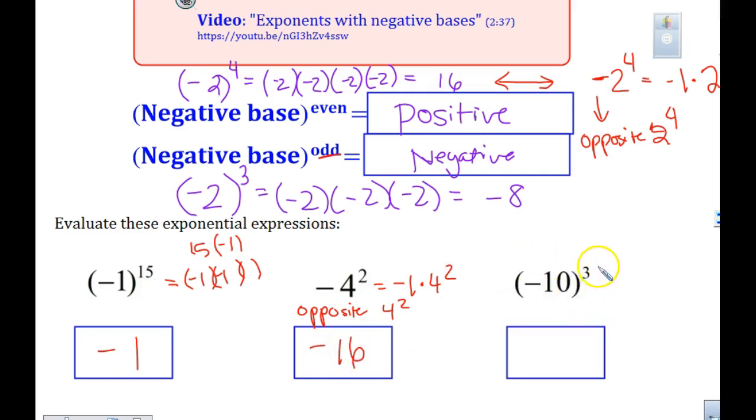Caitlin, I have negative 10 to the third. That means I am going to be multiplying 3 negative 10s. Will my answer be positive or negative? Negative. And Rajad, a negative what? Negative 1,000. If you're struggling when you have 10 to a power, this power tells you how many zeros are there. And then if it's an odd, it should say negative. If it was even, it would be positive.